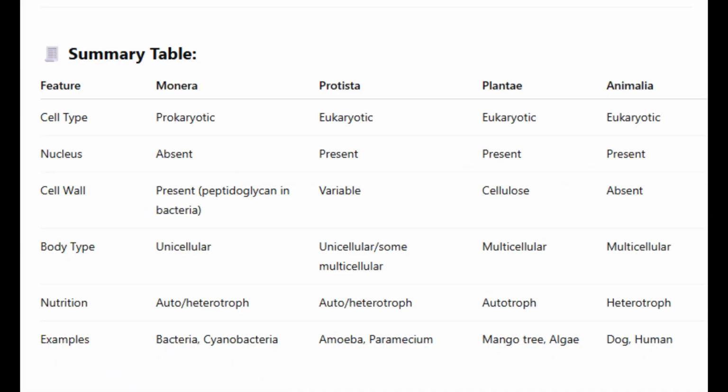Summary table. Feature: Monera, Protista, Plantae, Animalia. Cell type: prokaryotic, eukaryotic, eukaryotic, eukaryotic. Nucleus: absent, present, present, present. Cell wall: present, peptidoglycan in bacteria; variable; cellulose; absent. Body type: unicellular; unicellular / some multicellular; multicellular; multicellular. Nutrition: auto / heterotroph; auto / heterotroph; autotroph; heterotroph. Examples: bacteria, cyanobacteria; amoeba, Paramecium; mango tree, algae; dog, human.